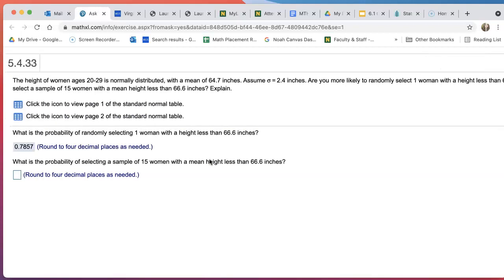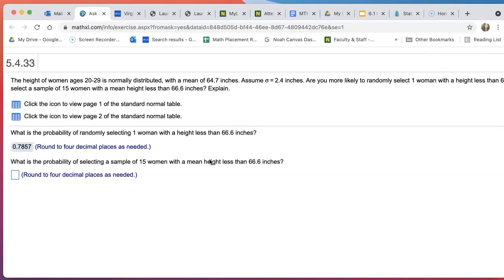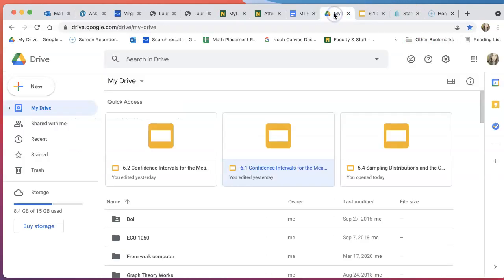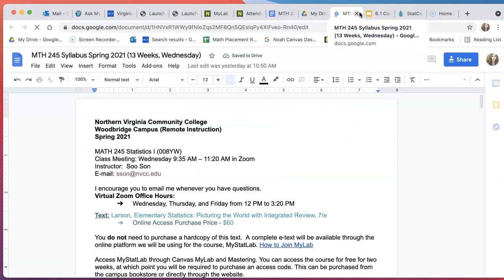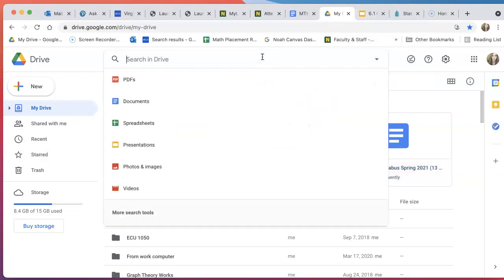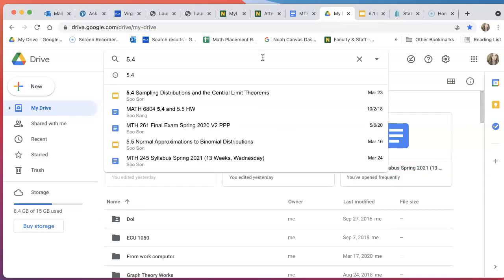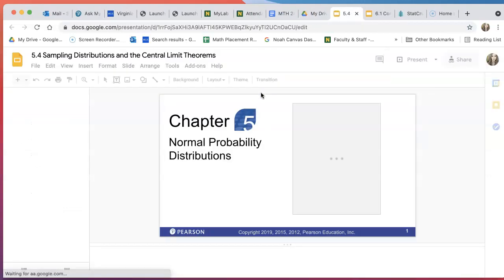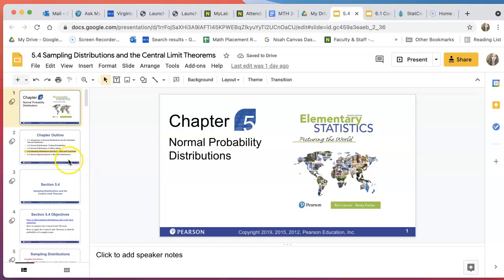But this is from section 5.4. This is the section where you learned about the sampling distribution of sample means, how samples vary, right? So let me point you to the right formula. 5.8, that's not it, that's the syllabus. 5.4. Let me search for 5.4. Sampling distributions and the central limit theorem.